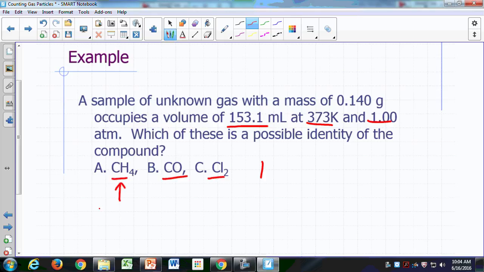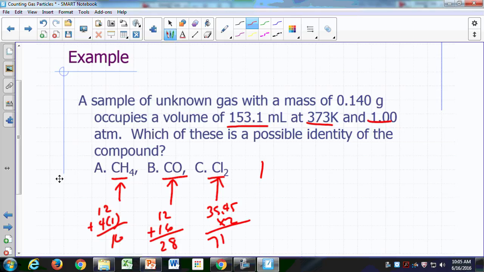If you figure out the molar mass for methane, that's going to be approximately 12 plus 4 times 1. So this is going to be about 16. Carbon monoxide is going to be 12 plus 16 approximately. So molar mass there is approximately going to be 28. Cl2, 35.45 times 2. So you're looking at a molar mass of approximately 71. Okay, so all you have to do is figure out the molar mass based on the information given here to figure out what the possible identity is of the gas.